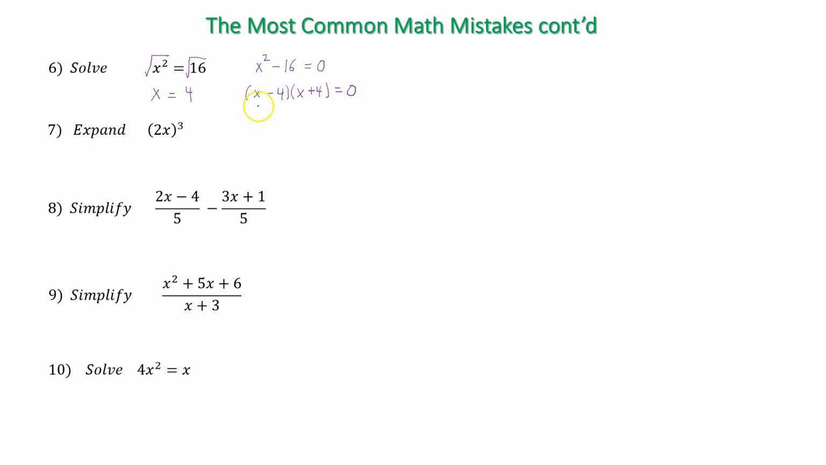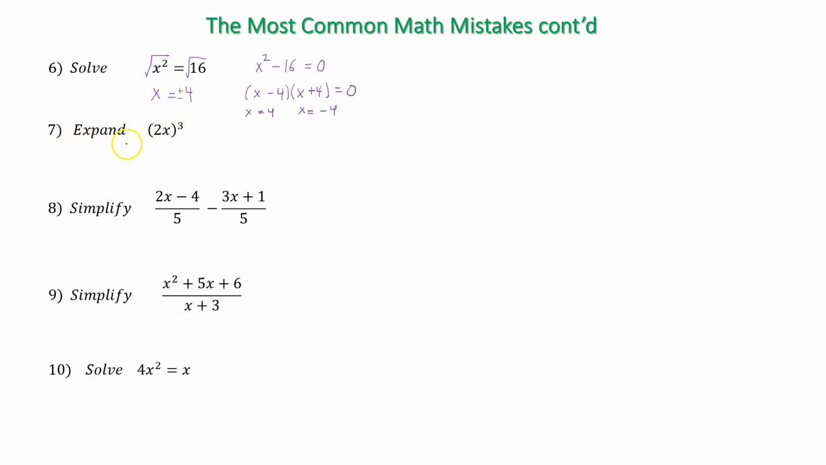And so this has two solutions. One of the solutions being x is equal to 4, and the other being x is equal to negative 4. And to get these solutions, we're just taking each bracket, setting it equal to 0, and solving for x. So this should actually be x is equal to plus or minus 4. So whenever you take the square root, remember that there always needs to be a plus or minus in front of it. Okay, let's look at the next example.